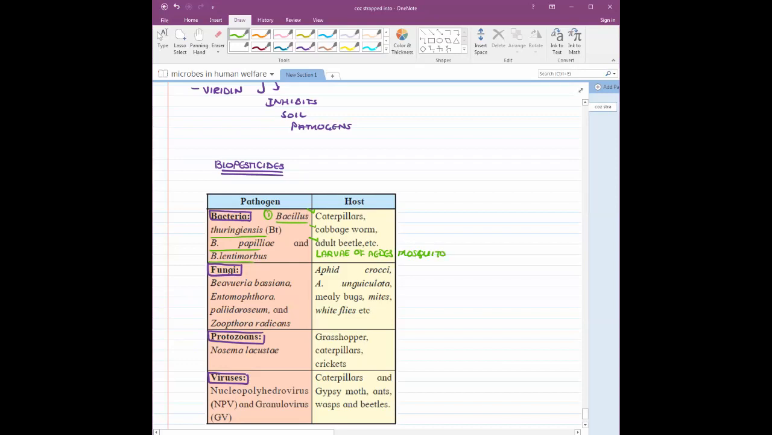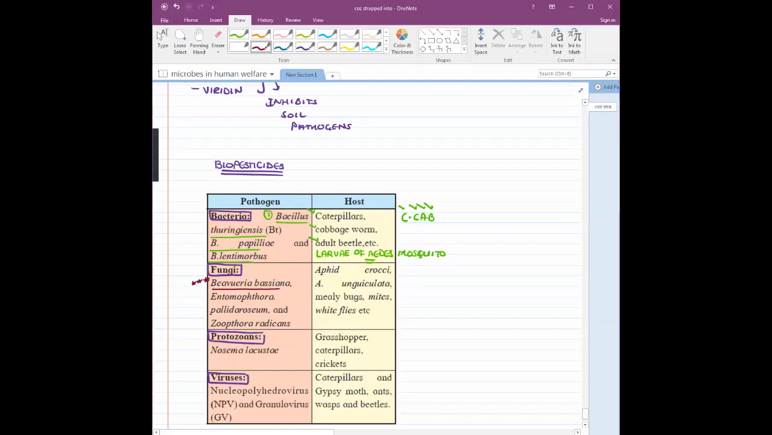So first thing, guys, how are you going to remember this? I like to remember this as CAB. One is your caterpillars, second is your cabbage worms, A is for your adult beetles, and B is for beetles, and A is for your larvae of Aedes mosquito. So I like to remember it in this way. The next thing we are going to have is your fungus, and out of this fungus, the first one and the most important is Beauveria bassiana.